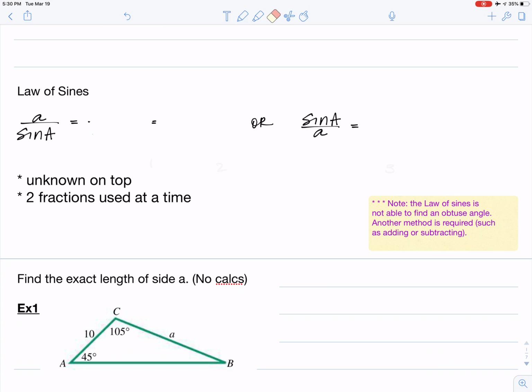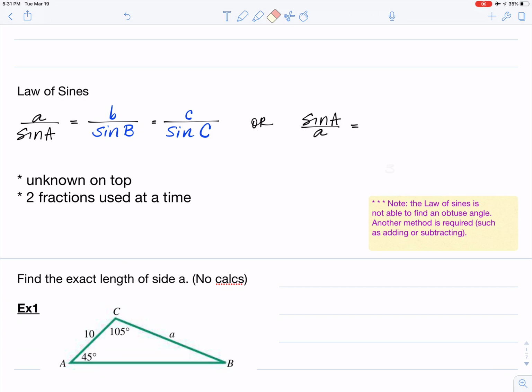Side A, remember that lowercase letters are sides and uppercase letters are angles. So I have side A divided by the sine of angle A. This is going to equal side B divided by the sine of angle B. And this is also going to equal side C divided by the sine of angle C.